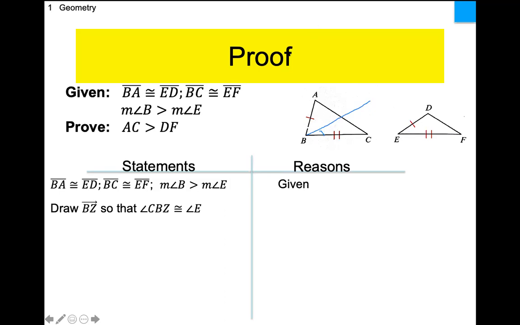So that's what I'm going to do, right? I'm going to make, well, I didn't draw it perfect, but it was close. I'm going to put a ray from B outward so that this angle here, ZBC, is congruent to angle E, okay? All right, I can just do that for basic construction.